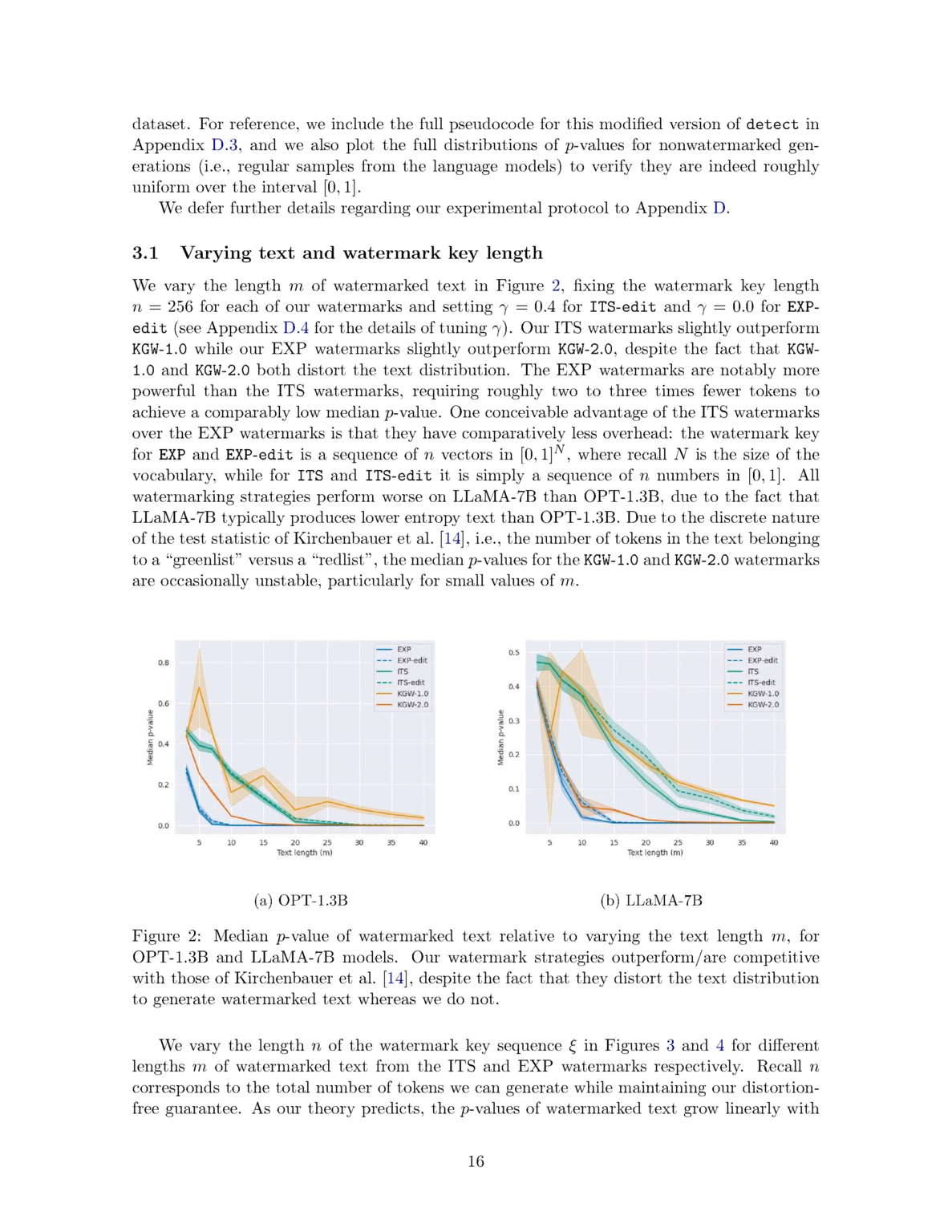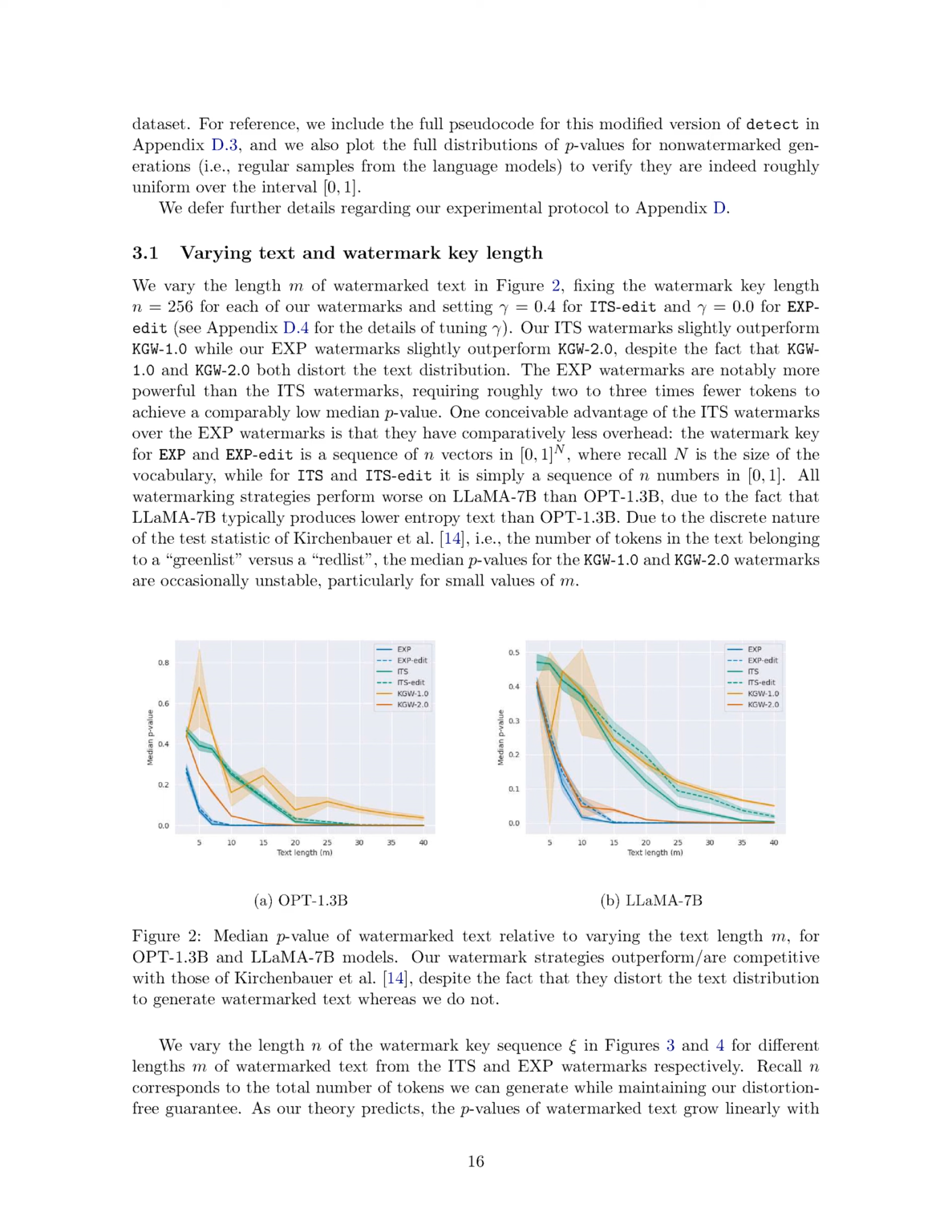Section 3.1 Varying Text and Watermark Key Length. In this section, we experiment with different lengths of watermark text, while keeping the watermark key length constant at 256 for all our watermarks. We also set specific values for gamma, a tuning parameter, for our ITS and EXP watermarking methods. Refer to the appendix for more details on how we tuned gamma.